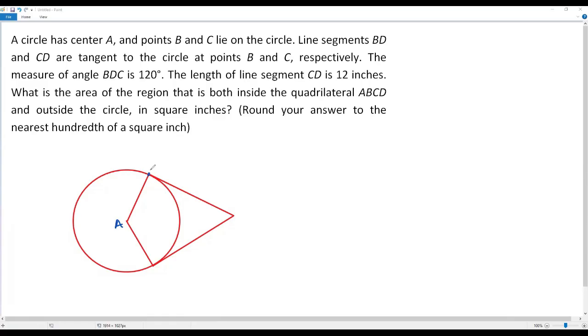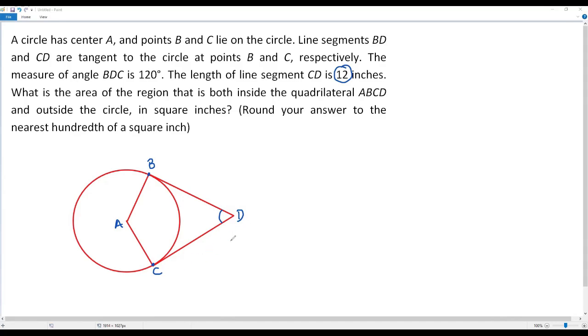Now let me take the point B over here and C over here, and the line segments BD and CD are tangent to the circle at points B and C. Here when I consider the two line segments BD and CD, I find D in common. That means these two line segments are drawn as tangents to the circle from the same external point, and that is D. So we can consider point D over here. And the measure of angle BDC is 120 degrees. So here we have the measure of angle BDC. This is 120 degrees.